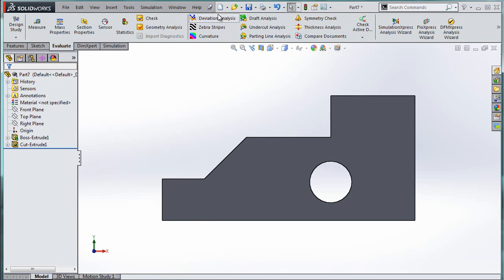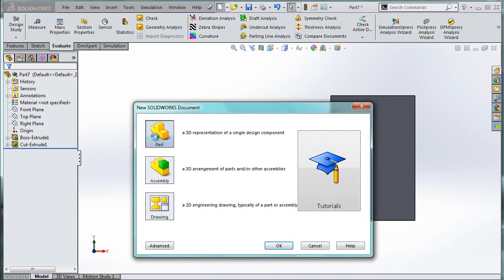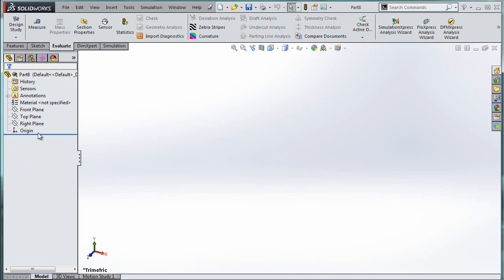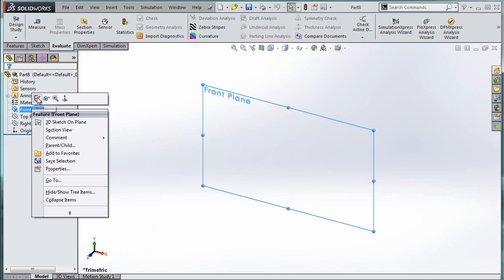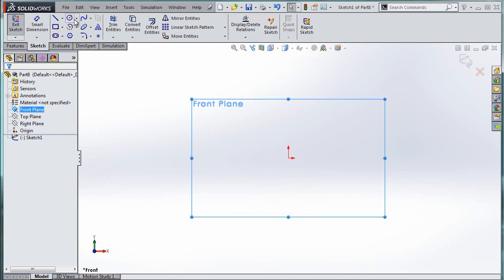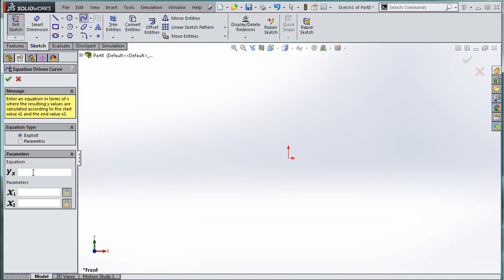All right, let's do the next one. I'm going to create a new part, and this is the one that's going to be super annoying because you'll be like, I had to do calculus before, and now you're doing it with no calculus. So essentially what I'm going to do is I'm going to do an equation-driven curve. All right, so if you remember the equation that we had, it was 10 times x divided by x squared plus 6.